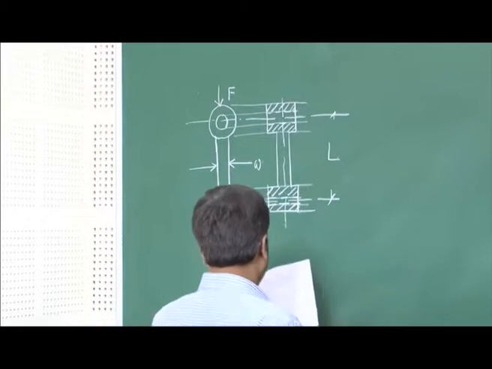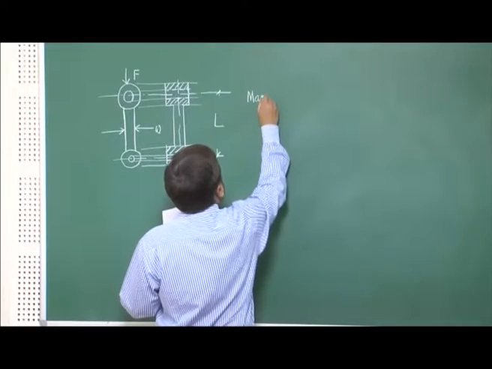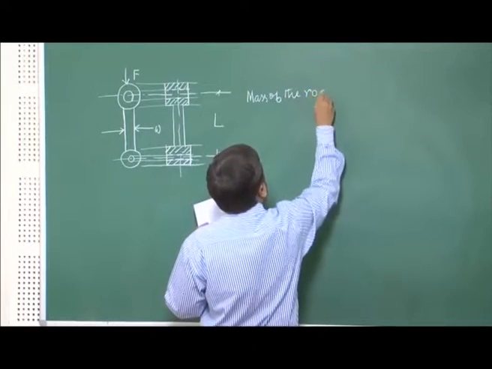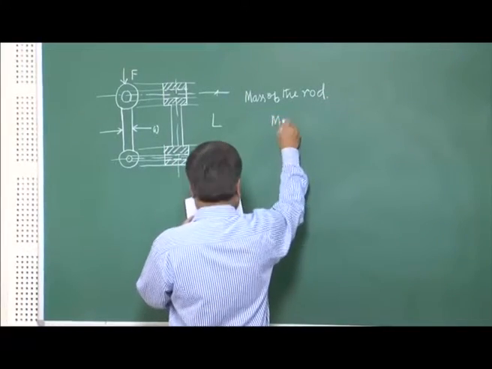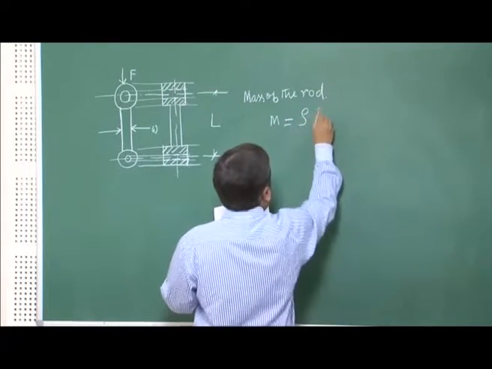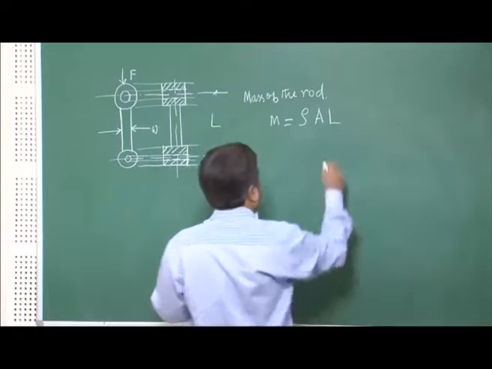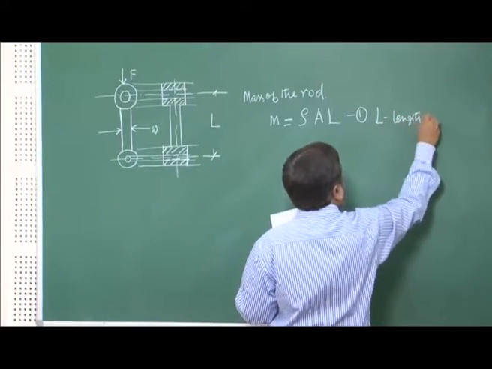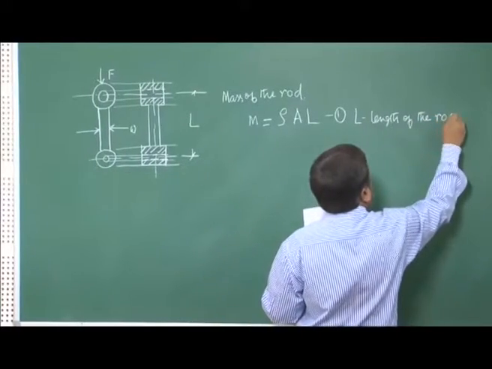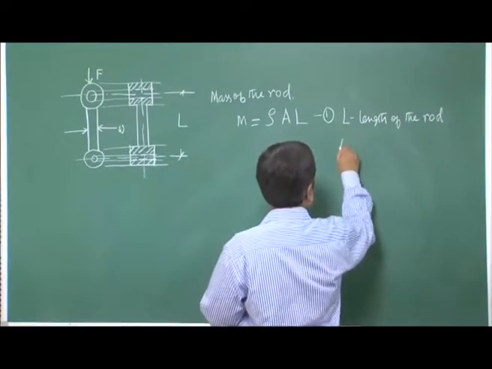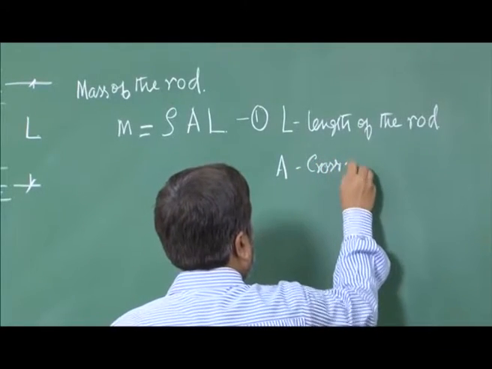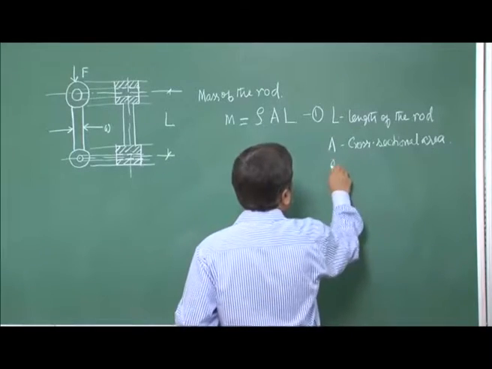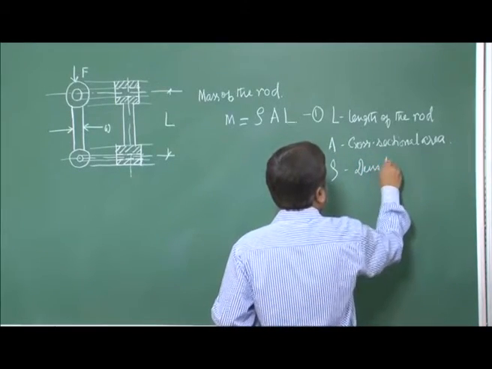So what is the mass of it? Let us say again, if we neglect the two sides, then the mass of the rod M equals simply rho A L, where L is the length of the rod, A is the cross sectional area, and rho is the density of the material.